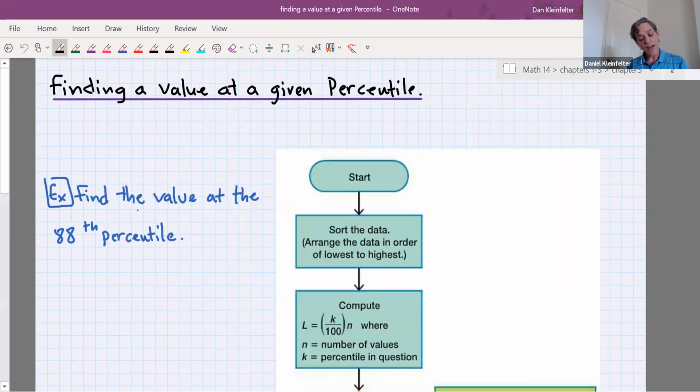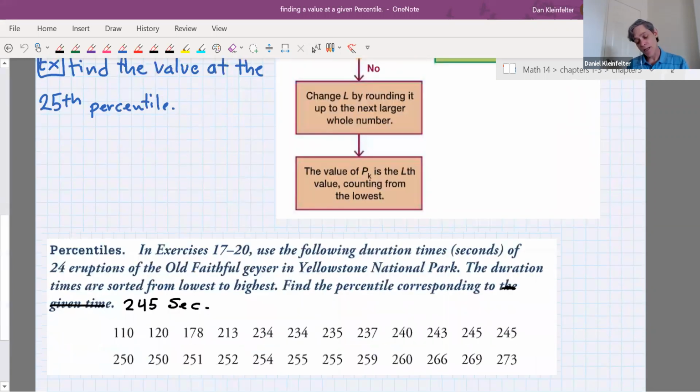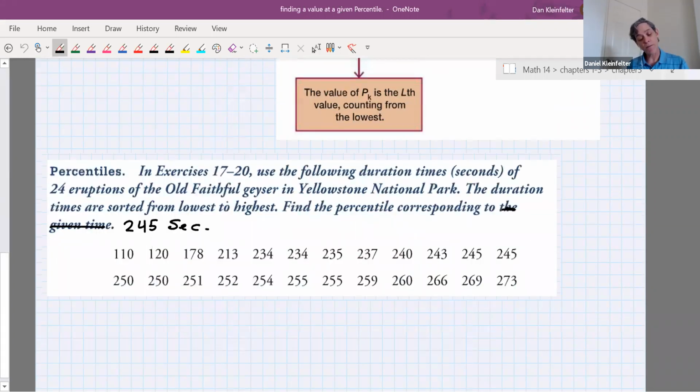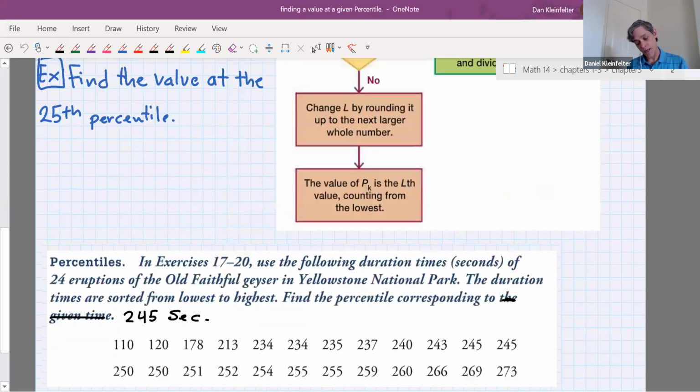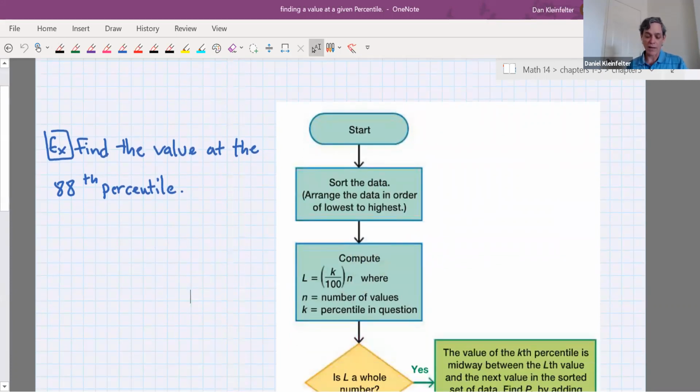So we want to find the value at the 88th percentile. The data that we're looking at for this is durations in seconds of 24 eruptions of this geyser in Yellowstone. They range between 110 seconds up to 273 seconds. Okay, so let's try. We want to find the value at the 88th percentile. What that means is if we were counting eruptions for a long time and we had a whole bunch of them, we want to know what time would correspond to having 88% of eruptions shorter than that time.